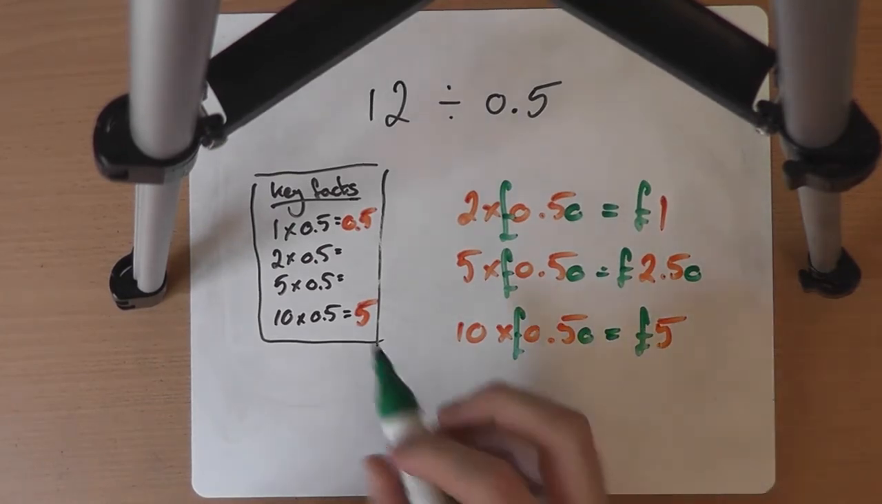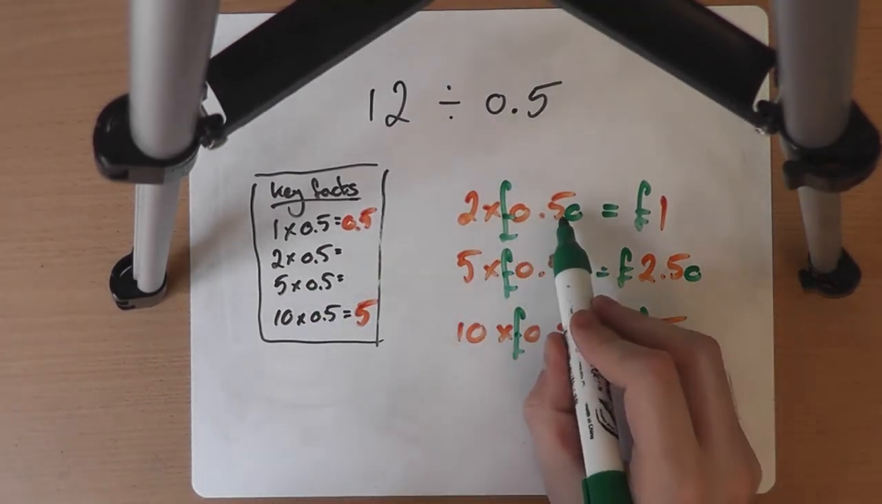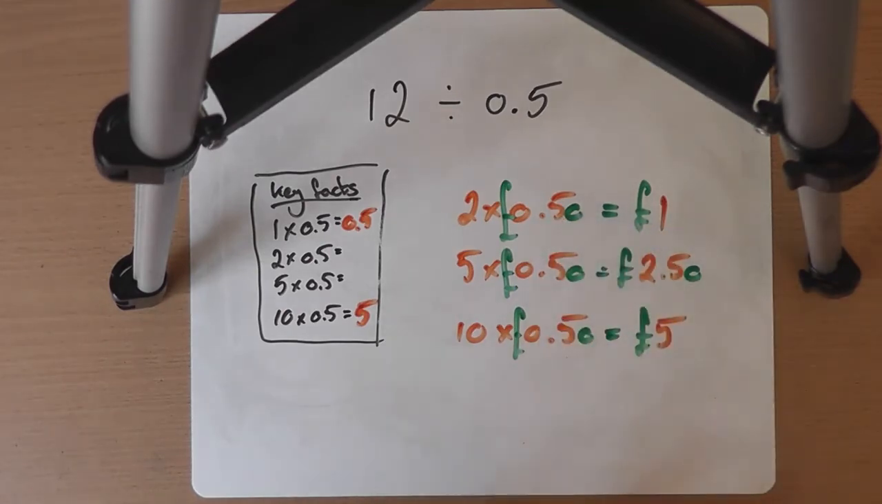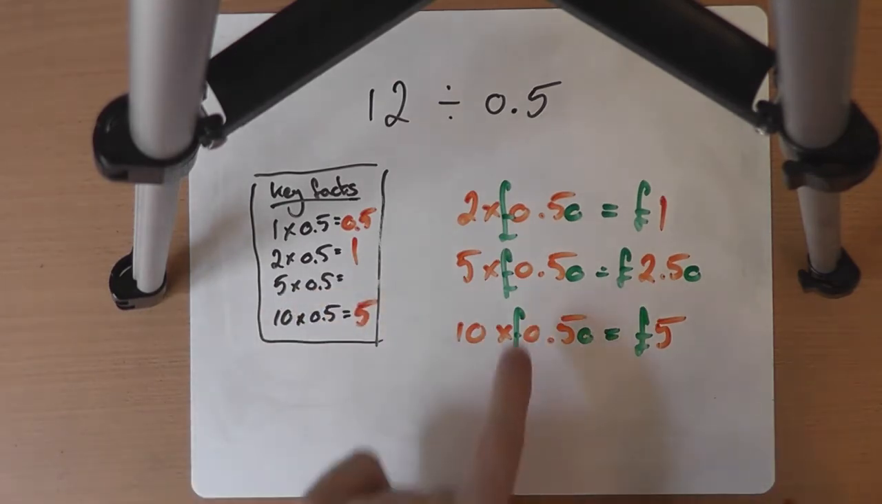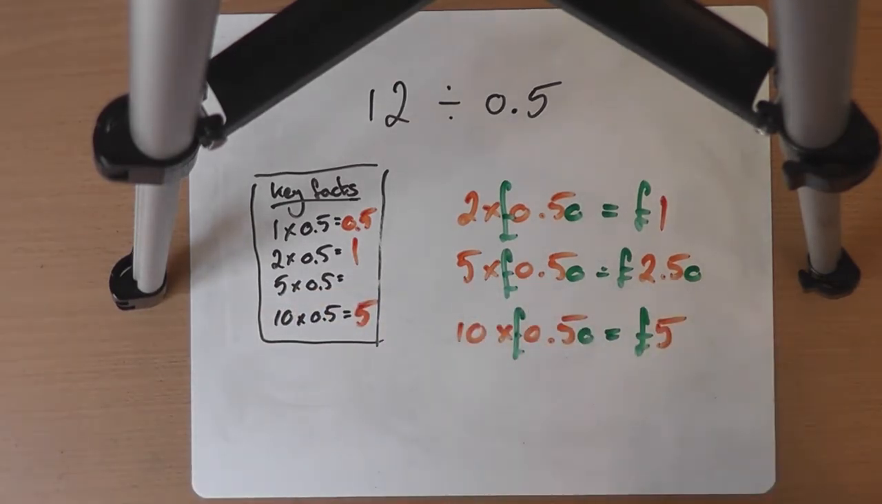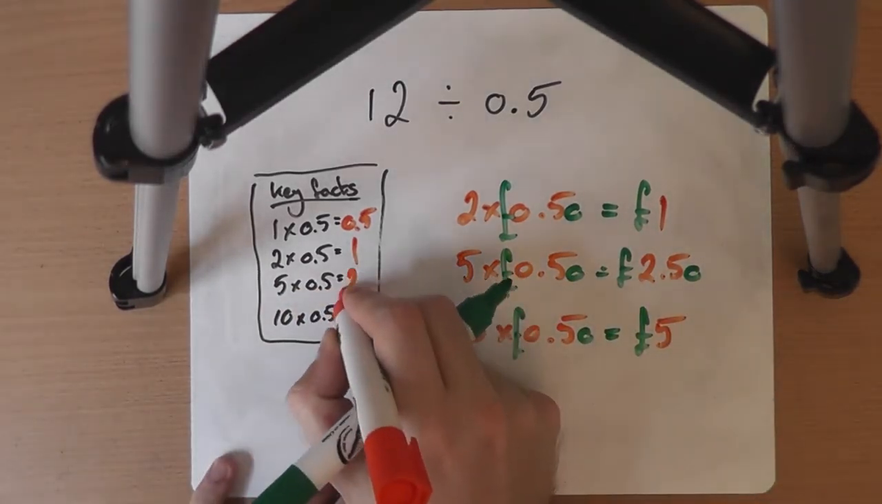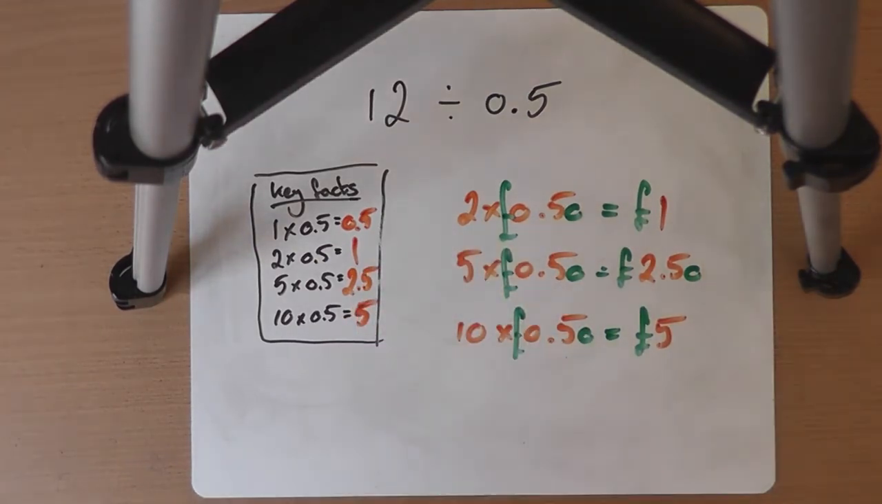2 times 0.5, if 2 times £0.50 is £1, 2 times 0.5 must be 1. And the 5 times 0.5, well, if 5 times 50 pence is £2.50, we must have 2.5. So we filled in our bank of key facts. It was a little bit harder to do maybe, but we can always fall back on that idea that decimals are just money.